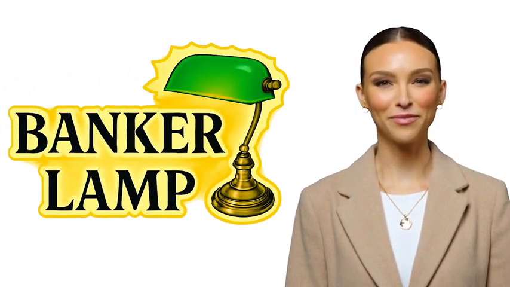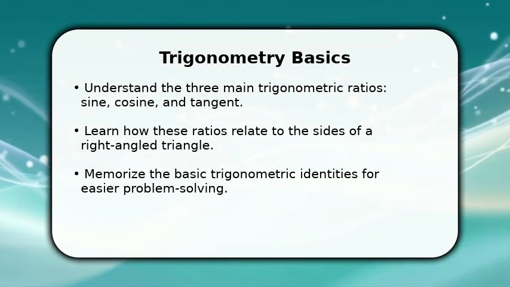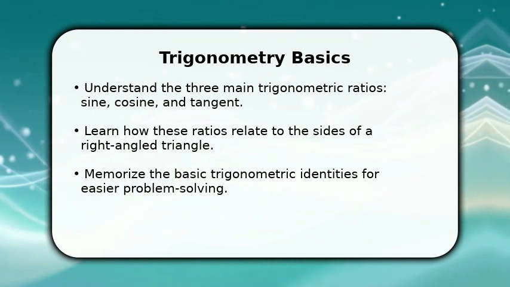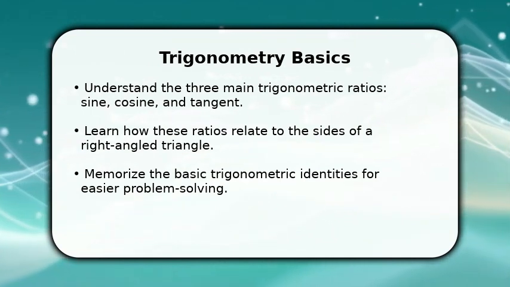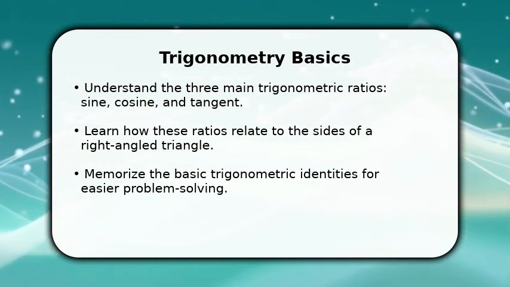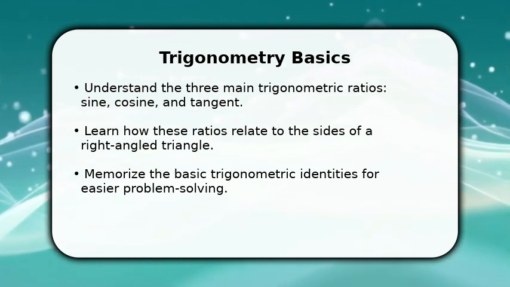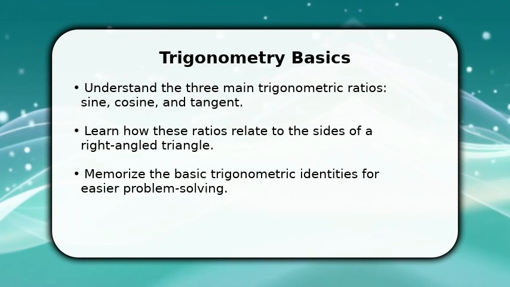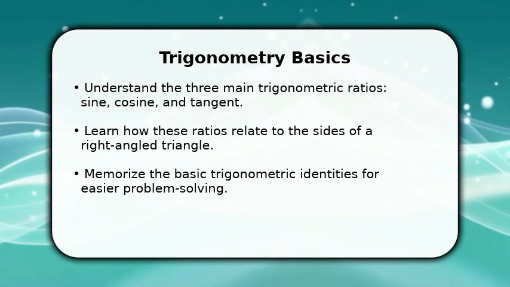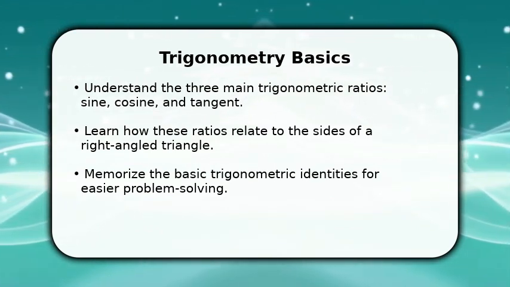Please enjoy the video. In this video, I will explain how to learn trigonometry step by step. First, let's grasp the fundamental concepts. Trigonometry is all about the relationships between the angles and sides of triangles, especially right-angled ones. We'll focus on the three primary ratios: sine, cosine, and tangent. Understanding these will be your first big step. We'll also cover how to apply them to solve simple problems, building a strong foundation for more complex topics.